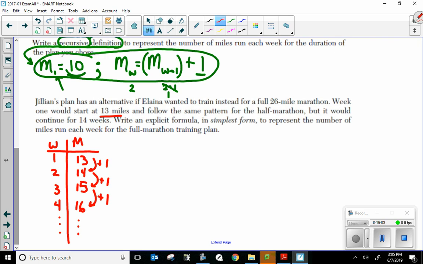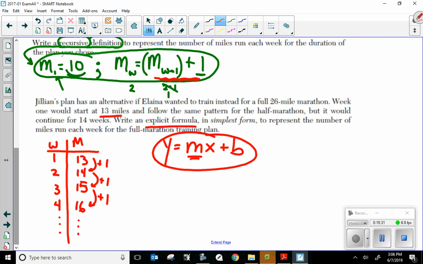Write an explicit formula. It's no longer recursive. I just want an equation to help me figure this out. Write it in simplest form to represent the number of miles run each week for the full marathon. So what you could do, you see how you got something plus 1 here? I see what's happening here. If I were to write y equals my slope plus my y-intercept, this would be a general equation. This is not miles, that's slope right now. So what I would do is this.